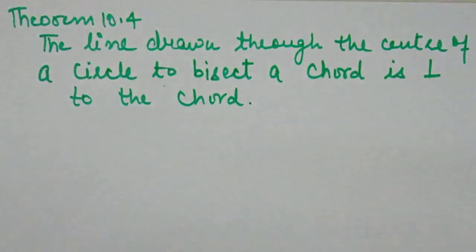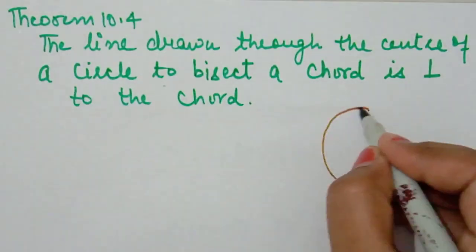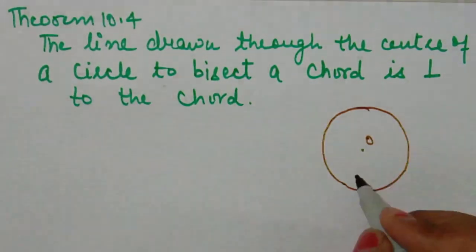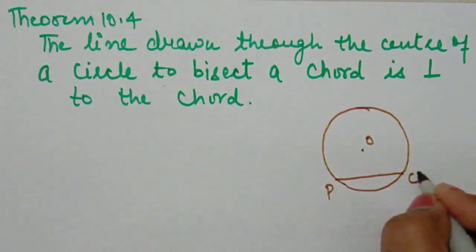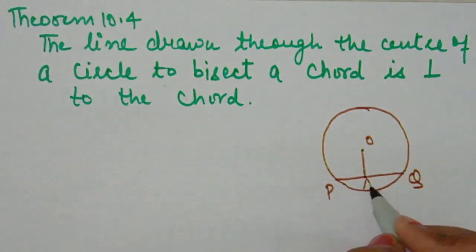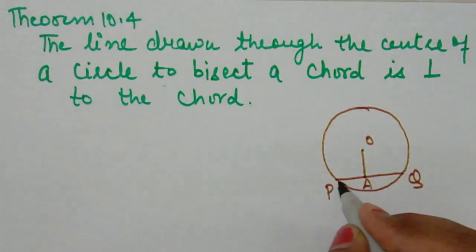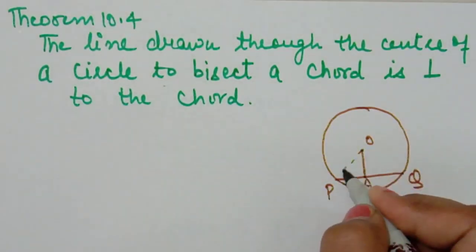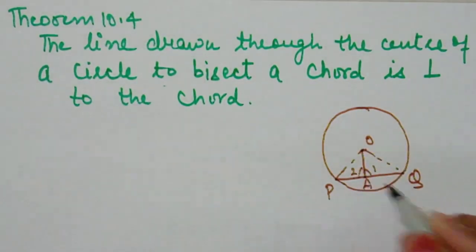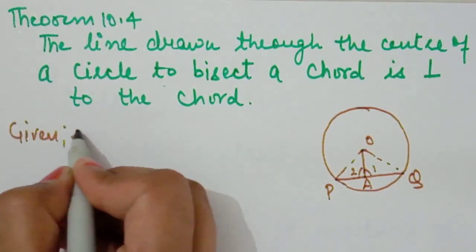So first of all, we have to draw a diagram for solving this question. We draw a circle first. This is your circle, this is your center O, and this is your chord PQ, a given chord PQ. Now we will draw a line OA. Which type of line is this? This bisects the chord, and we have to prove that it is perpendicular also. It means we have to prove that angle 1 and angle 2 are 90 degrees. So first of all, what is given to us?